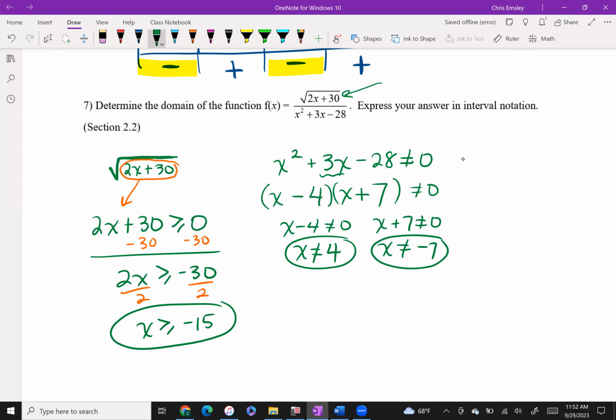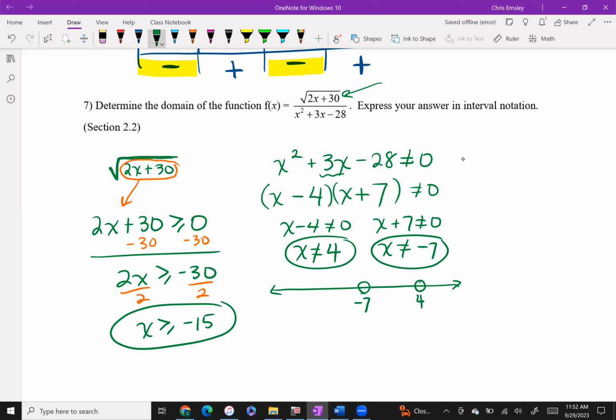If you can see right away how to do that, just do it. That's great. If you need a visual of what's going on here, it might help to put it on a number line. Sometimes I have students try to do a sign chart for this. You don't need a sign chart, just a number line, okay? So if we're going to kick out 4, can't be 4, so I put a little open circle there. We're going to kick out negative 7, can't be negative 7.